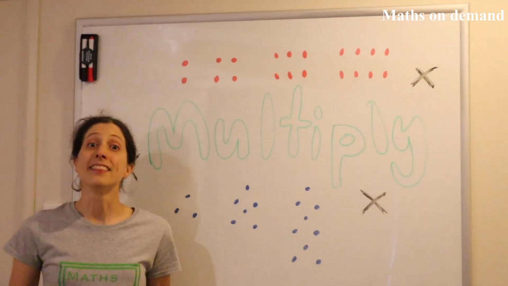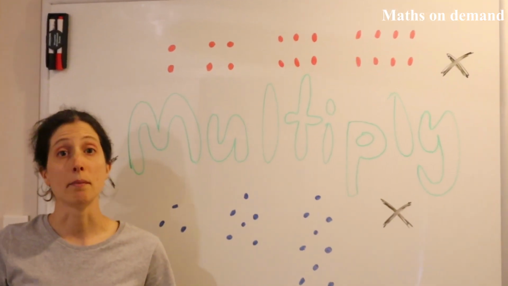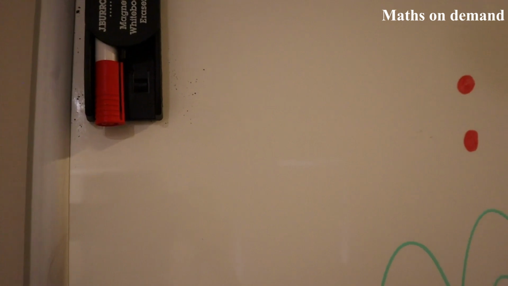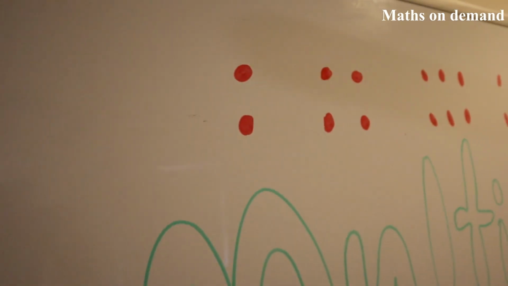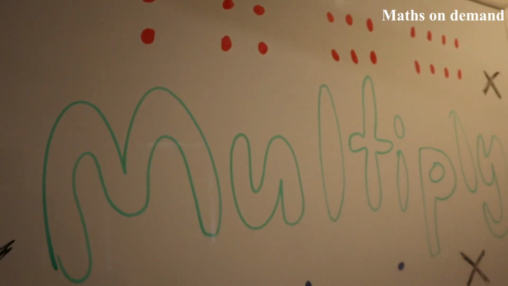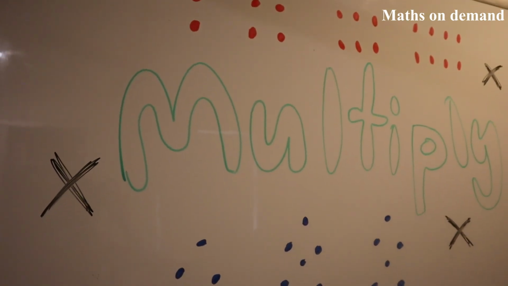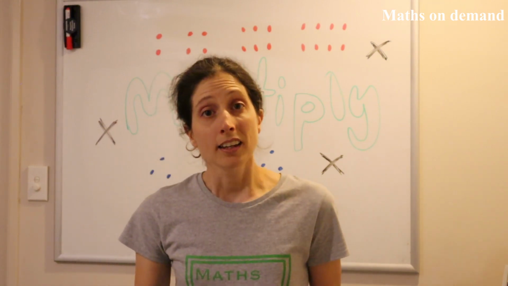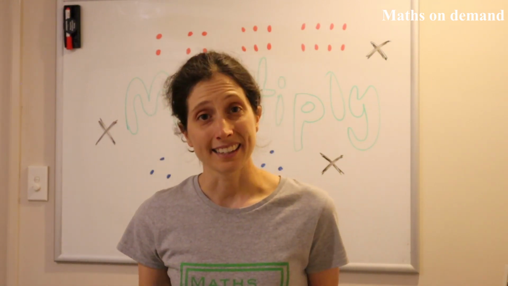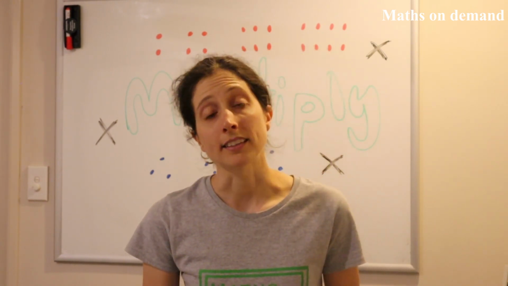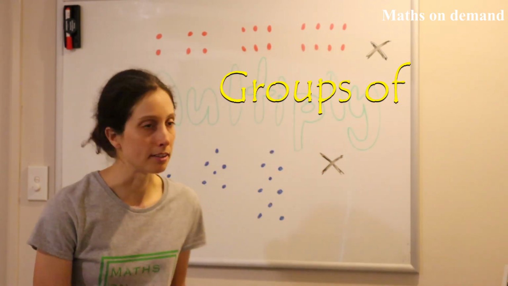Maths on Demand. In this video, we are going to learn about the basics of multiplication. Multiplying is really repeatedly adding things together. To do this, we can put things into groups and then count everything.